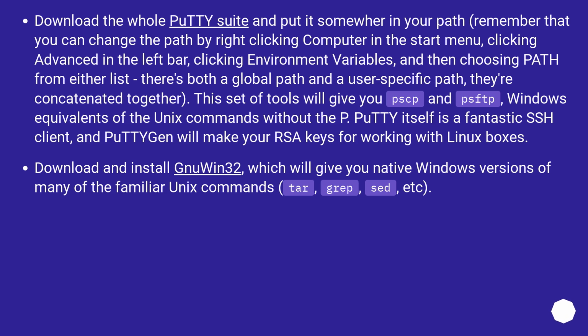Download and install GNU utilities for Win32, which will give you native Windows versions of many of the familiar Unix commands: tar, grep, sed, etc.